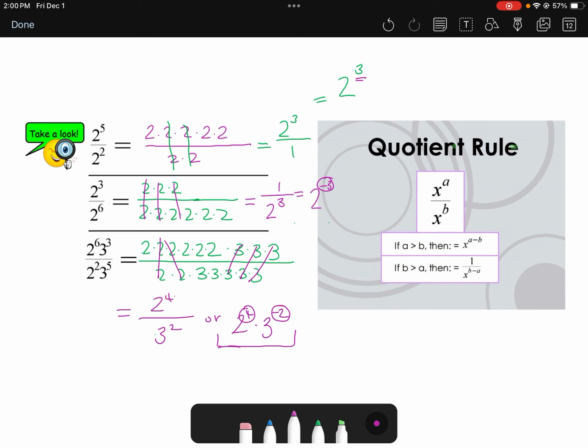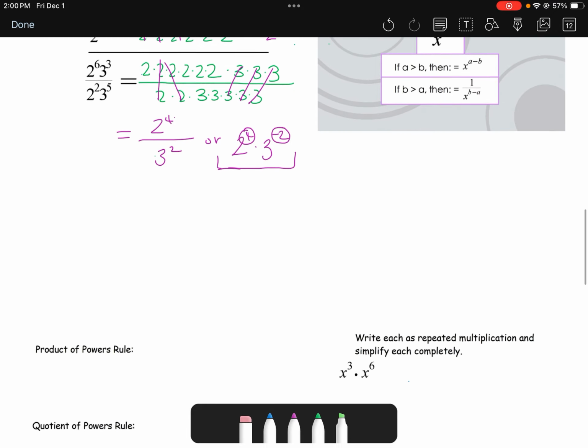So how you can look at your quotient rule is when you're dividing with the same base, you're going to subtract your exponents. Okay? Here is just a different way to write it. If A is greater than B, so if it's top heavy, just subtract them and you're going to get something in the numerator. If B is greater than A, so if it's bottom heavy, then you want to write it as a fraction, or again, you can just bring it up and write it as a negative exponent. Either way works, they're both the same thing.